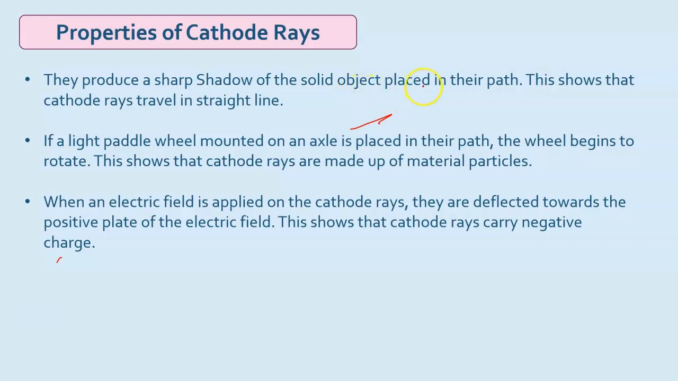Shadow of a solid object placed in their path shows that they travel in a straight line. And the next one: the paddle is placed in the middle, and by that we can say that the cathode rays are made up of particles. They have mass and kinetic energy. And next, we placed an electric field, and by that we can say that the cathode rays passing through have a negative charge.